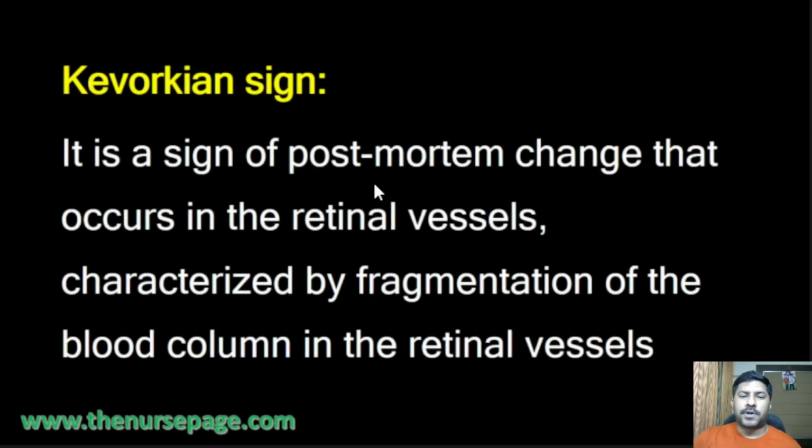Kevorkian sign is a post-mortem change that occurs in the retinal blood vessels, characterized by fragmentation of the blood columns in the retinal vessels. Normally, the retinal blood vessels are filled with blood, but after death there is fragmentation of the blood column. One part of the blood column will be in one area, and in another area there is another fragmented part. We can identify this during the fundus examination. That phenomenon is known as Kevorkian sign.